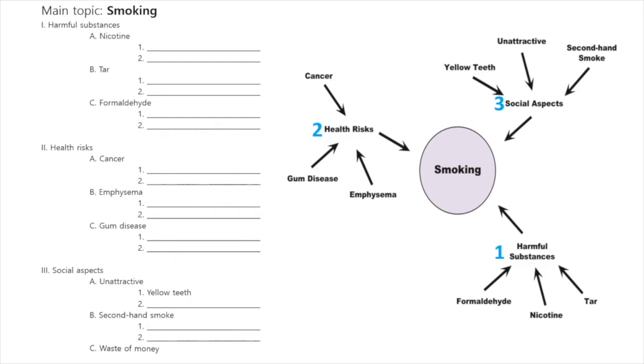So for my whole outline here, I took the information from my mind map and just moved it over into an outline format. When you have it in an outline format, now you can add more information. So nicotine, for example, why is it so harmful? I have a 1 and a 2 there to explain why it's so harmful. Talk about the addictive properties of nicotine and so on.